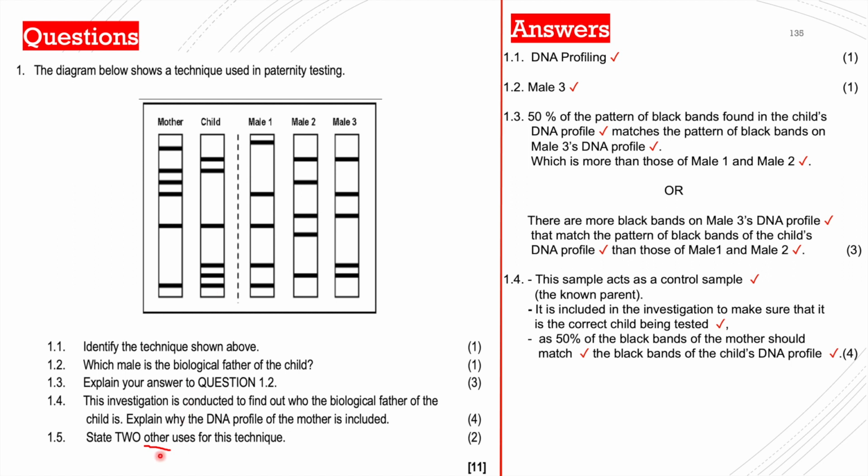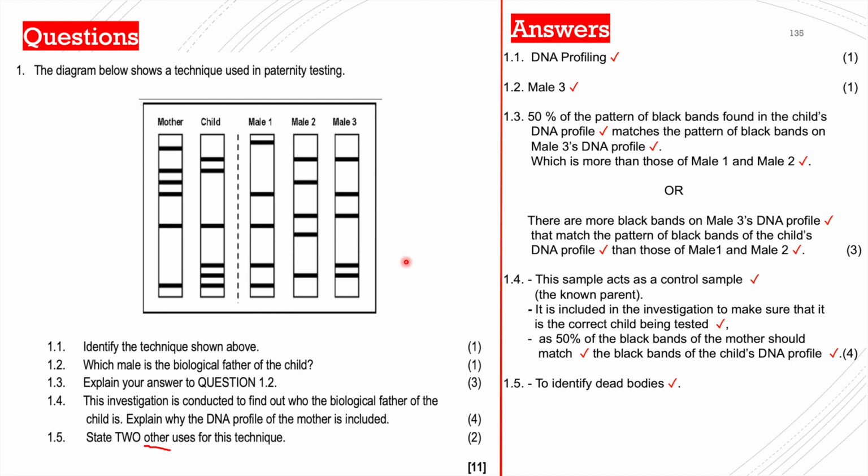So the question is saying state 2 other uses for this technique. If you write to determine relatives, it will be wrong. It will be wrong based on the fact that we were determining a relative to this child. We were determining who their biological father is. So you can give the following responses.